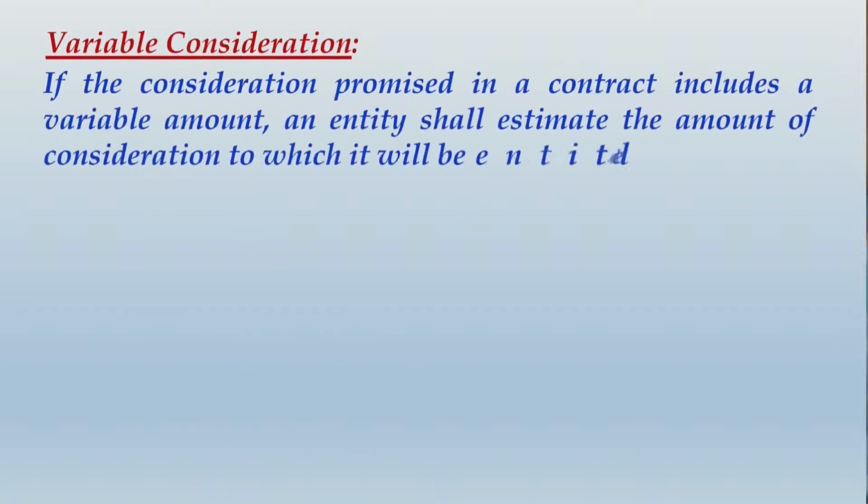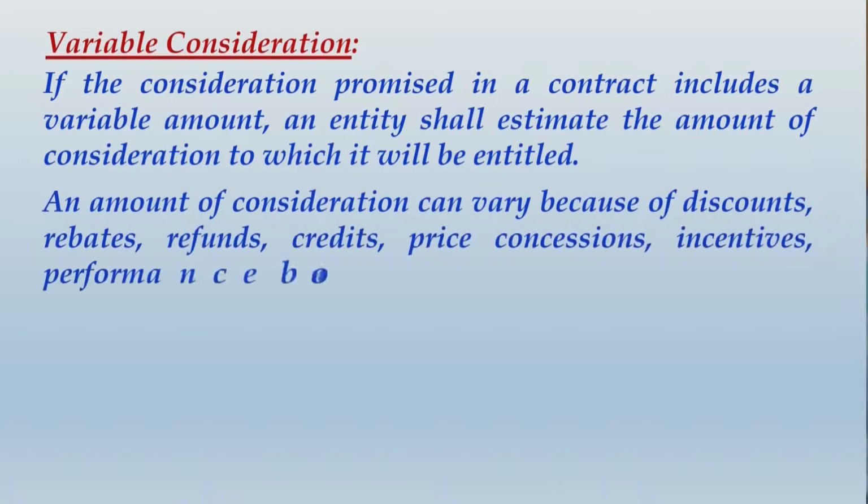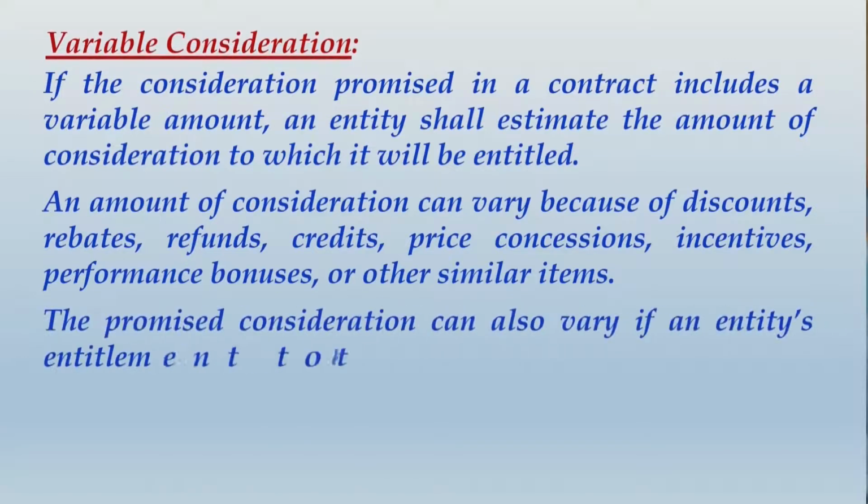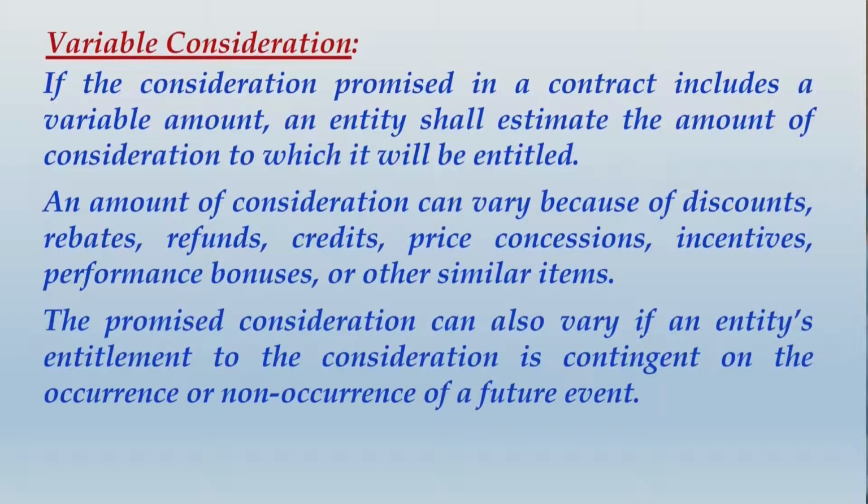under the heading variable consideration, please write, if the consideration promised in a contract includes a variable amount, an entity shall estimate the amount of consideration to which it will be entitled. An amount of consideration can vary because of discounts, rebates, refunds, credits, price concession, incentives, performance bonuses, or other similar items. The promised consideration can also vary if an entity's entitlement to the consideration is contingent on the occurrence or non-occurrence of a future event. So, friends, write up this part quickly and then we shall move ahead.